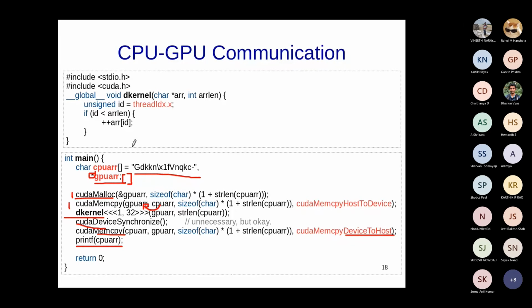So what we are doing here is plus plus ARR of ID, right? This length is much smaller compared to the number of threads I'm going to launch. So some threads should not access the array out of bounds. Therefore, that check exists here. But otherwise, it's just going to increment the value. So this becomes H, E, L, L, O, and so on.